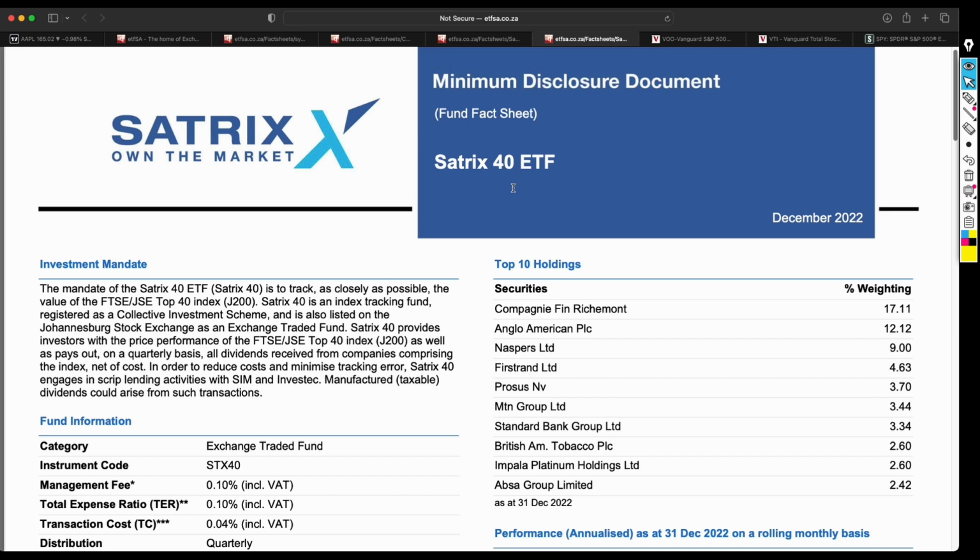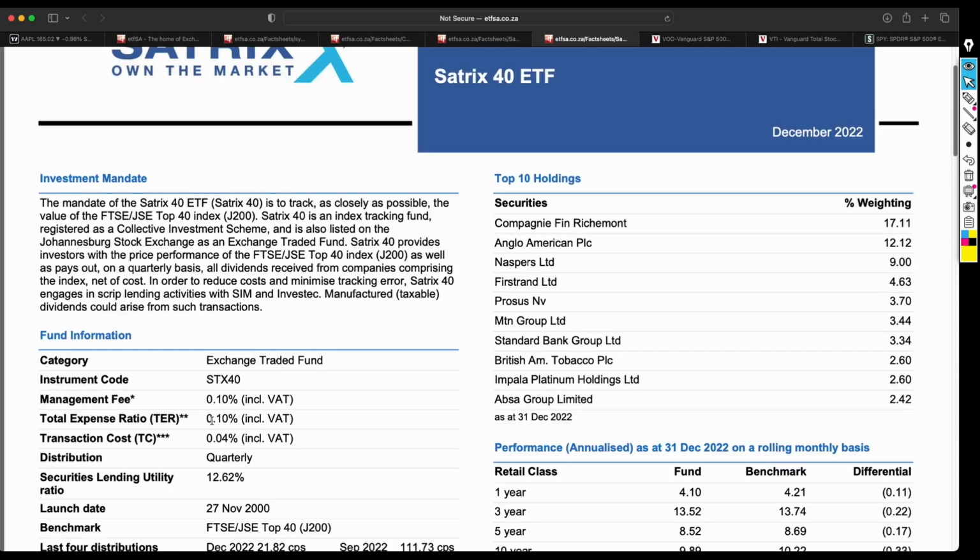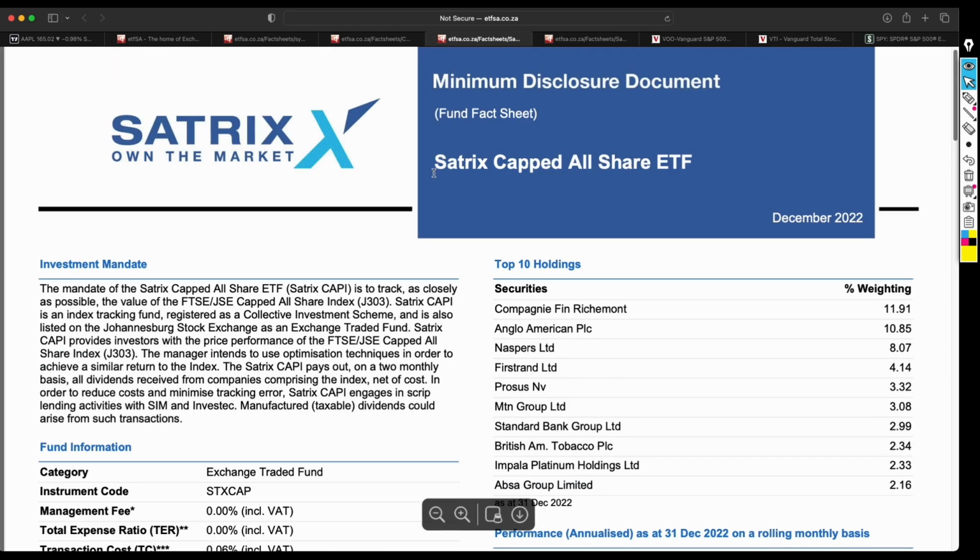Remember, it's not just Satrix that offers a top 40 tracking ETF, but since we are also considerate about the total expense ratio, in this case we're going to use the Satrix top 40 ETF as an example, but a lot of other ETF providers do have a top 40 tracking ETF. So like I said, if you look at the difference between the top 40 ETF and the All Share index, remember the JSE has over 300 companies.